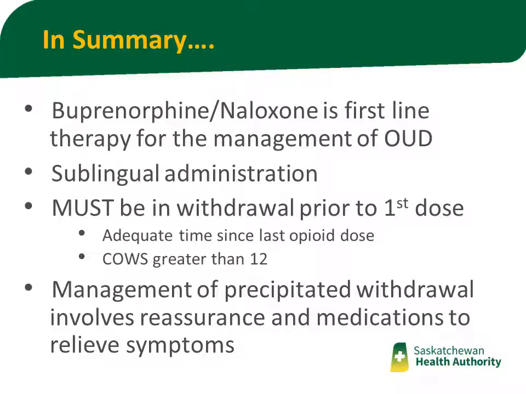We make sure of this by ensuring that an adequate time has elapsed since their last opioid dose, usually 12, 24, or 72 hours, depending on what their last medication or drug use was. And we want to make sure they're having withdrawal symptoms, so their COWS score is greater than 12. And management of precipitated withdrawal involves reassurance as well as medications to relieve symptoms.